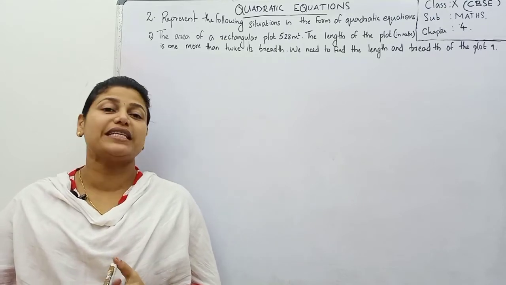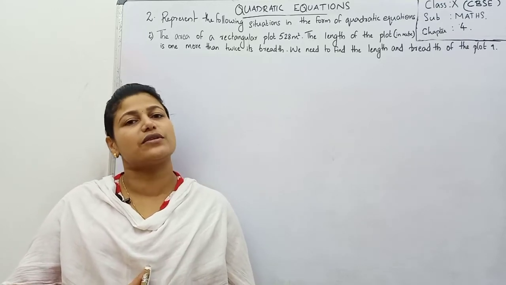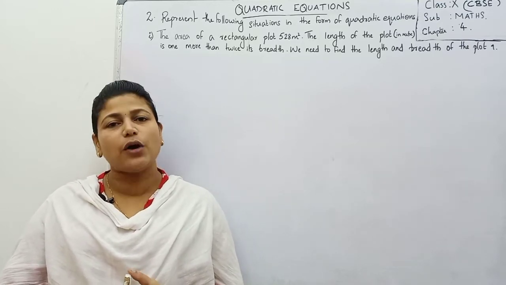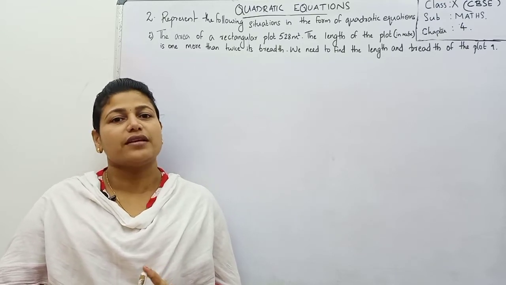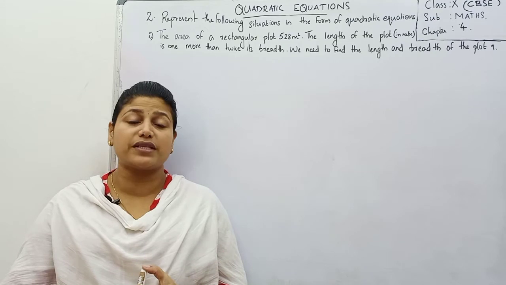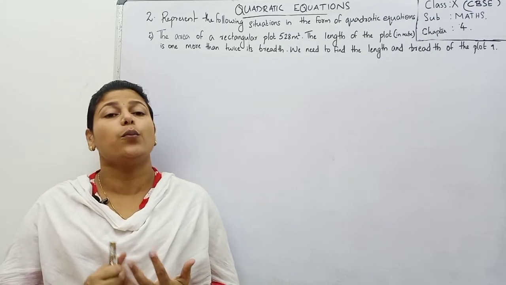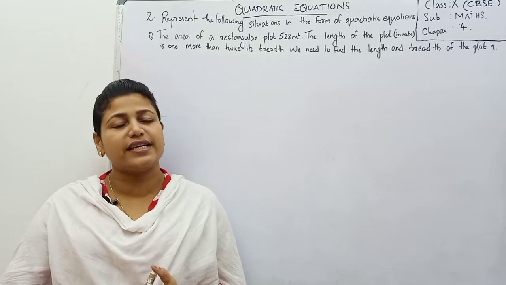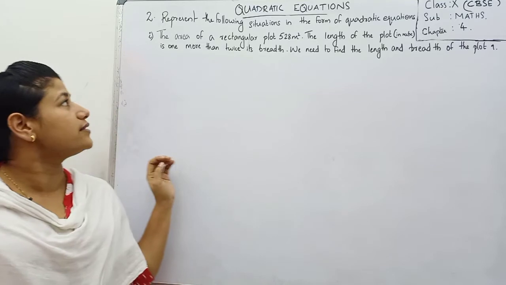In the last class we were discussing quadratic equations, and the first question of exercise 4.1 was over, isn't it? Now we are going to discuss the second question of the same exercise. Some questions are given. We have to represent them according to a quadratic equation, or form quadratic equations according to the given situations. Okay, so the first question is this.